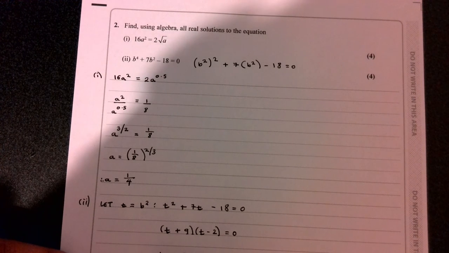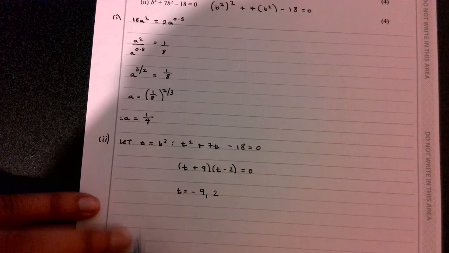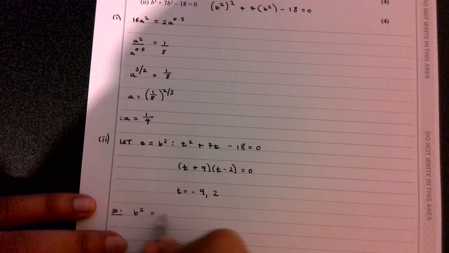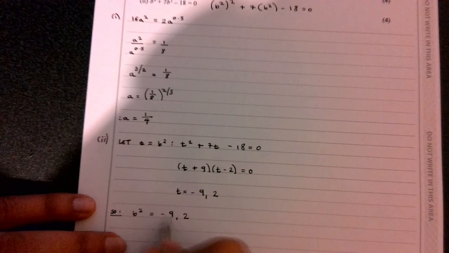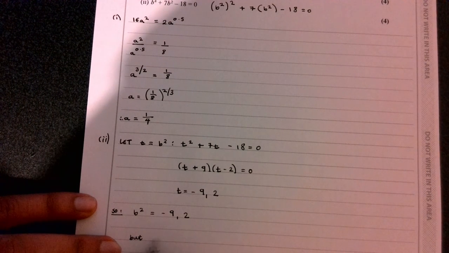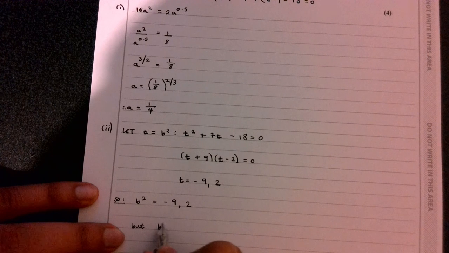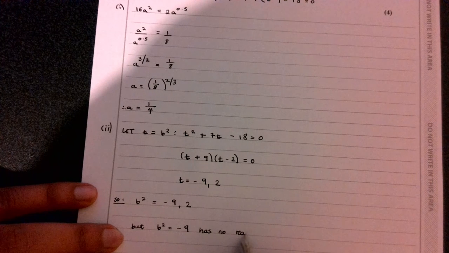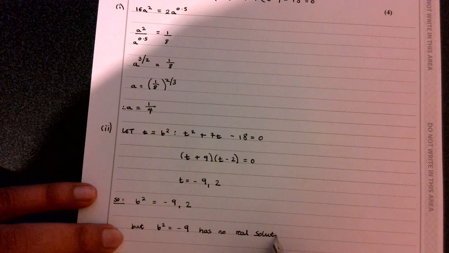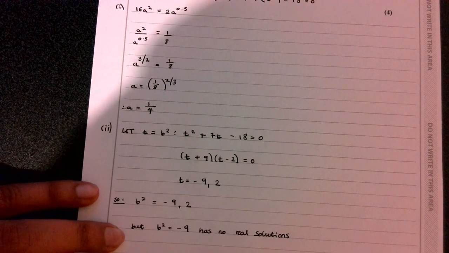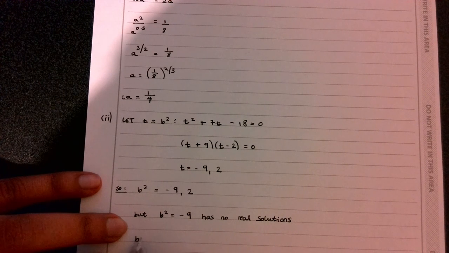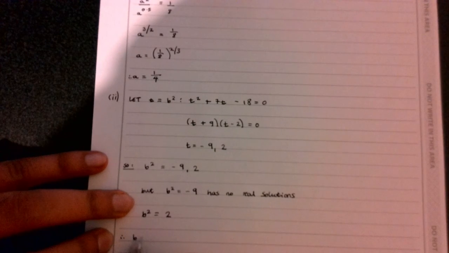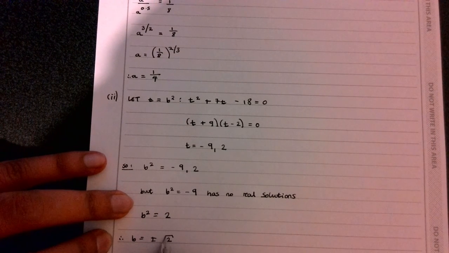And if t is equal to minus 9 or 2, we can therefore say from here that b squared is equal to minus 9 or 2. But over here, it becomes quite obvious that b squared equals minus 9 has no real solutions. Okay, we can't square root a negative number, and therefore the only solution is b squared equals 2. Of course, square rooting both sides, b is equal to plus or minus the square root of 2.